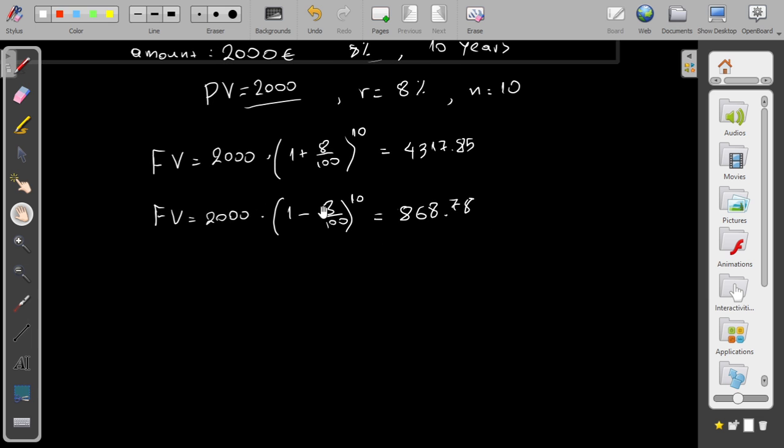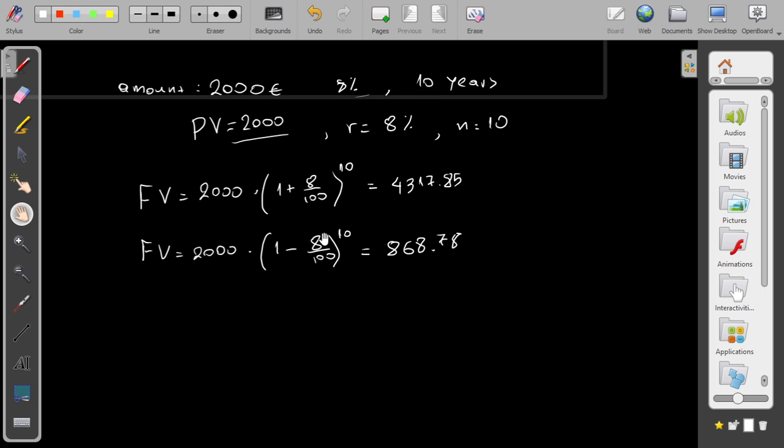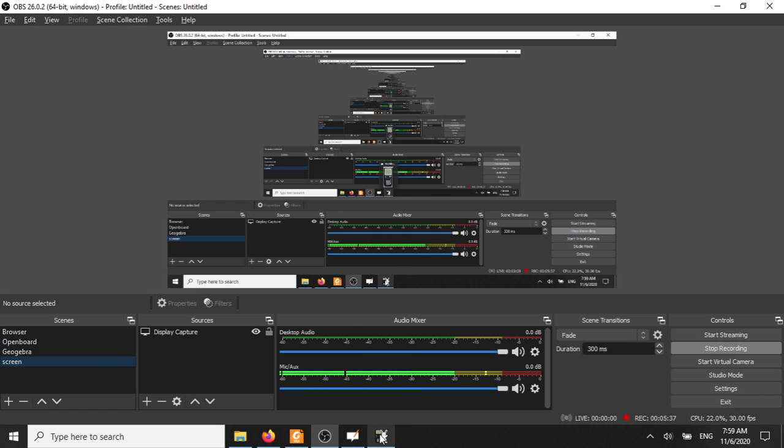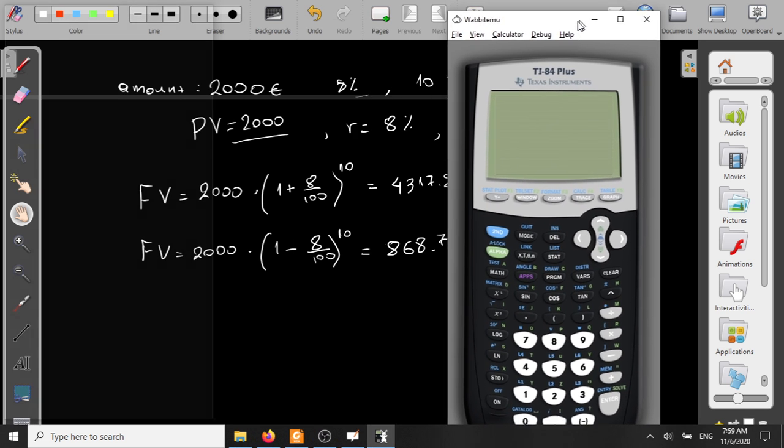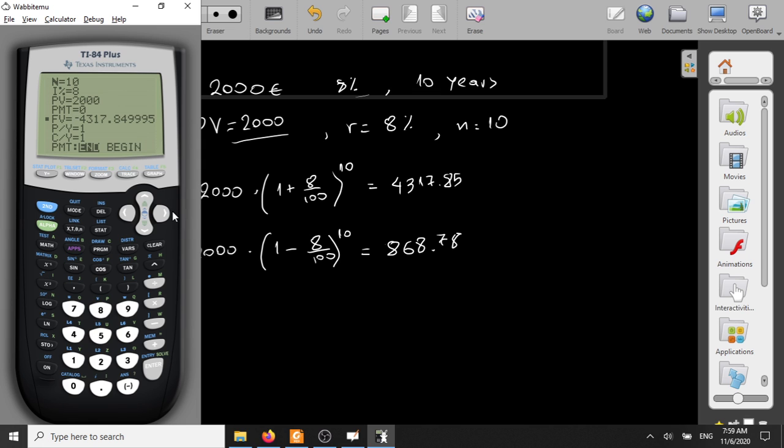We can also do exactly the same calculation using my calculator. Let's see that also. Generally, it's easier. So to do that, you have to go to your calculator here, and I will open it. You will go to your apps and select finance. Then you will go to your TVM solver.